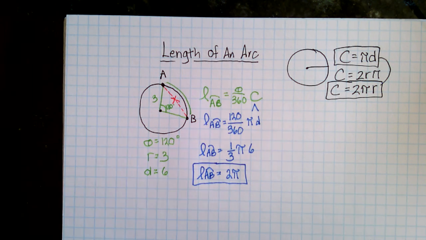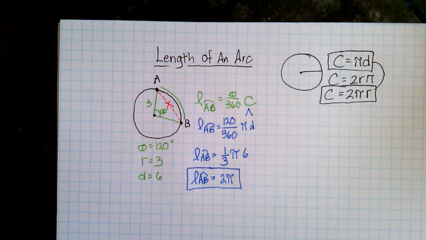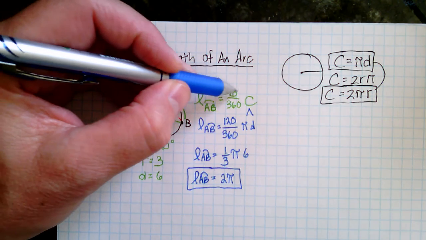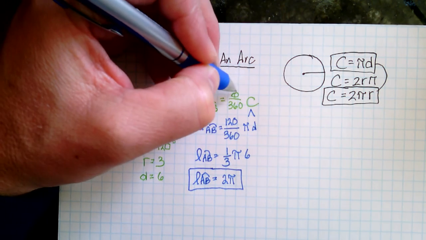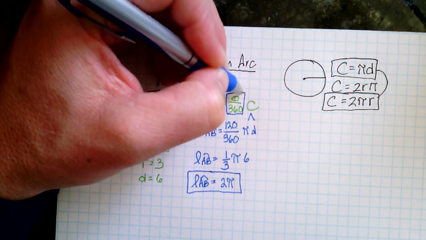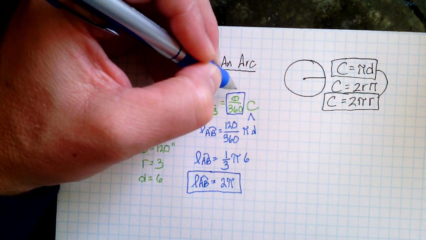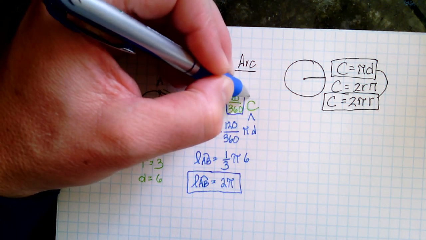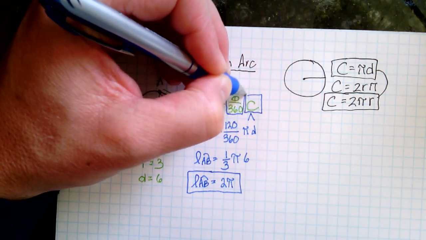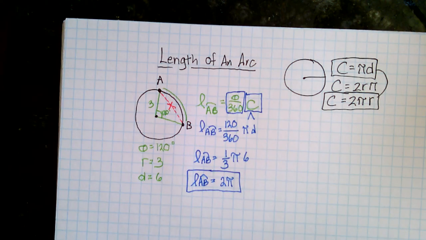Length of an arc. Very similar to area of a sector in terms of the formula, but this is the fractional part of the arc, fractional part of the circumference. So those two parts are kind of key.